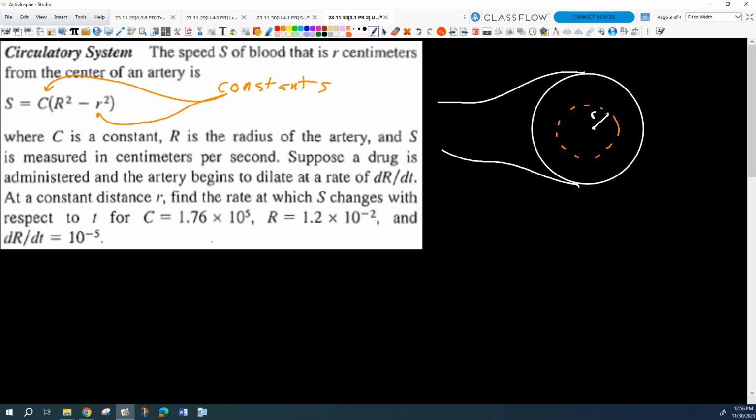Okay, so then what are we going to do? We've got this equation that we can start with that relates S and C and both of the R's. What do I have to do to answer this question?